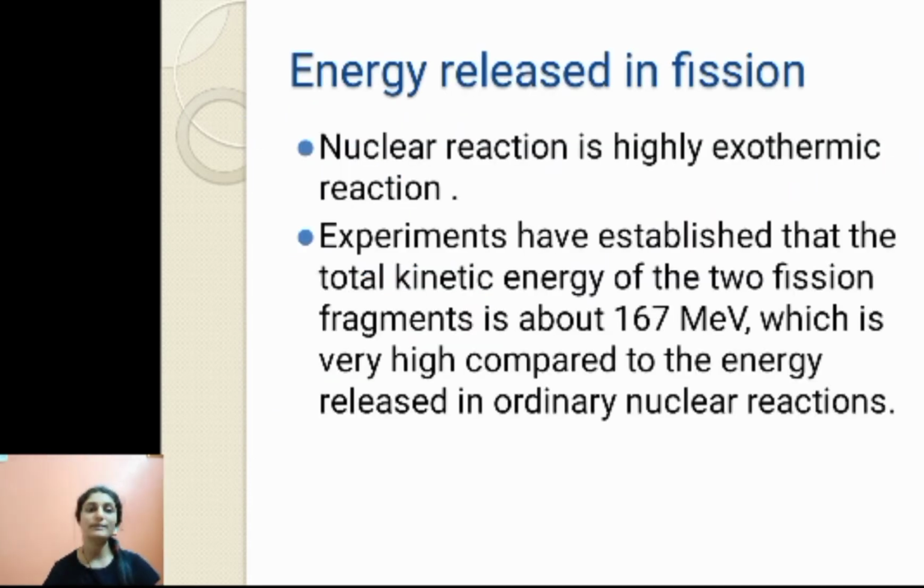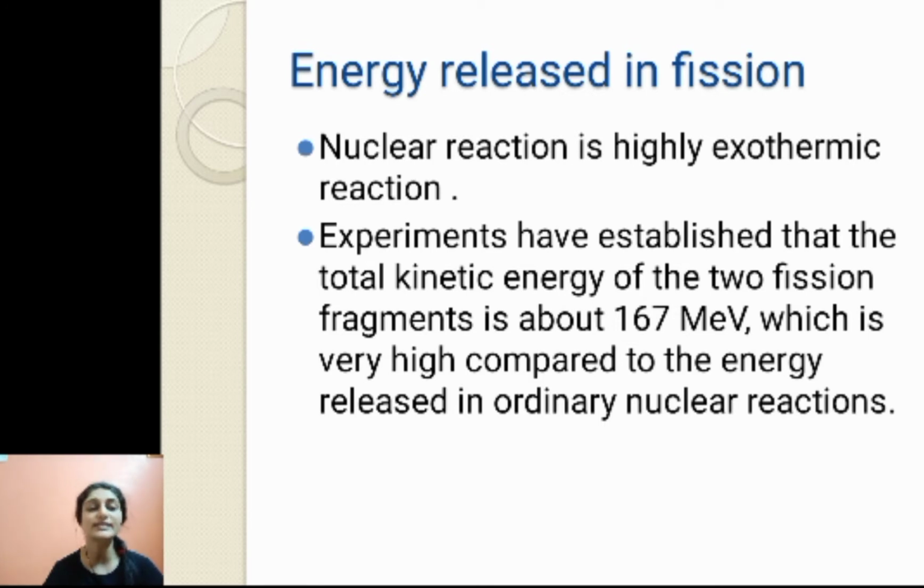Today we are going to talk about how much energy is released in a nuclear fission reaction. Nuclear fission is a very highly exothermic reaction. Exothermic in the sense that whenever a nuclear fission reaction takes place, a large amount of energy is evolved during the reaction.